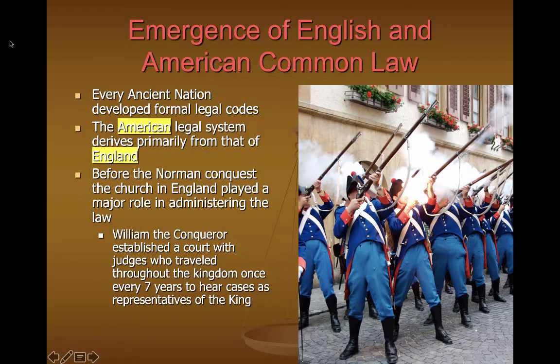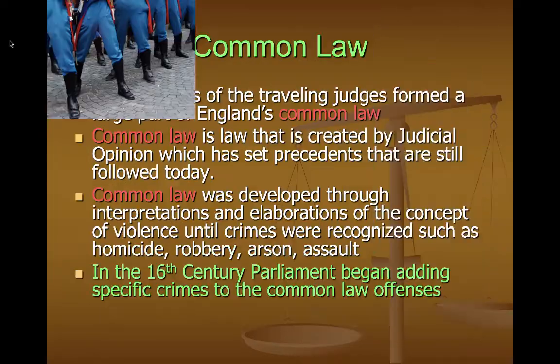Then we have the emergence of English and American common law. Every ancient nation developed what we call formal legal codes, and our American legal system derives primarily from that of England. Before the Norman conquest, the church in England played a major role in administering the law. William the Conqueror established a court with judges who traveled throughout the kingdom once every 7 years to hear cases as representatives of the king.